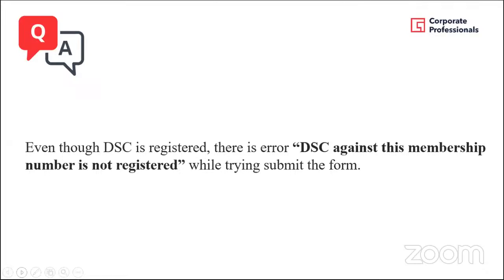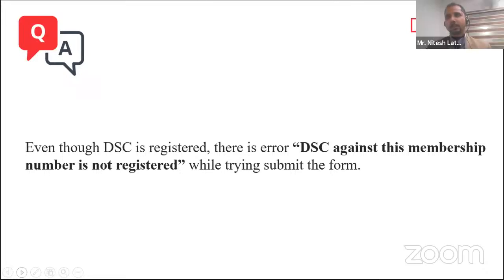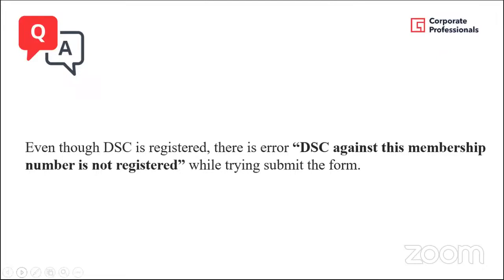If you are a director and a professional, and you are just affixing your DSC as a director, but your account has a membership number, it will not allow you to file the form. It will say your DSC is not registered. So please be assured of that.